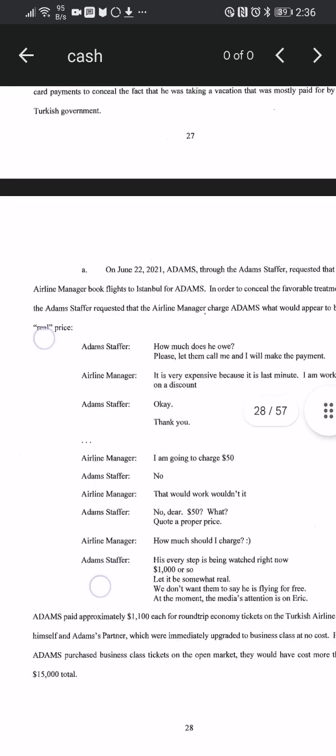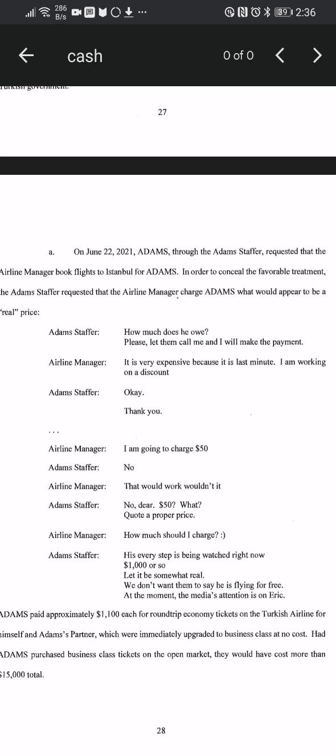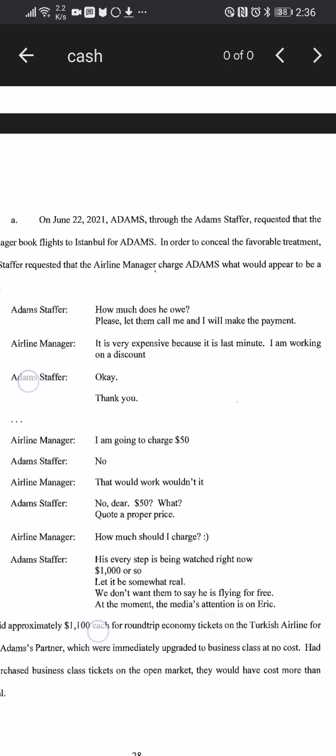Look at these. Oh my goodness. How much does he owe? It's very expensive because it's last minute. Okay, I'm going to charge you $50. No, that wouldn't work. No, dear, $50 what? Quote a proper price. How much should I charge? His every step is being watched now. 1,000 or so. Let it be somewhat real. Wow, this is hilarious.